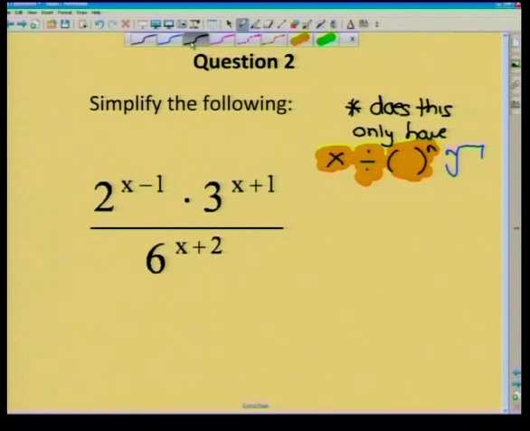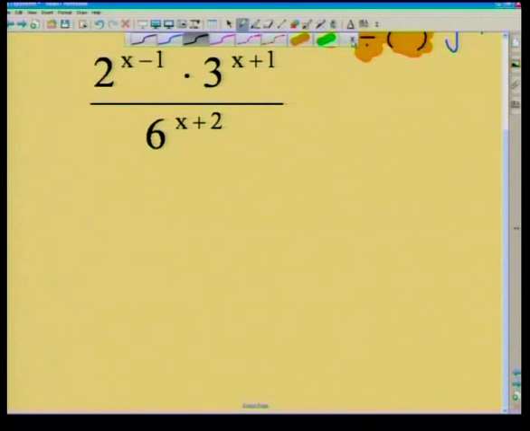First thing I would do is look at this and say, okay, fine, let's prime our numbers. Well, 2 is already prime, so I'm going to leave it just as it is, as 2 to the x minus 1, times 3 to the x plus 1, because that's also prime. But 6 is not prime. So 6 would be 3 times 2, and I would raise it to the power x plus 2.